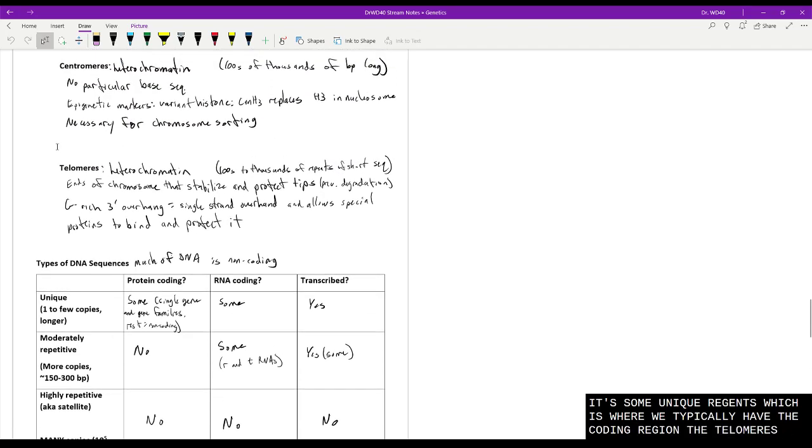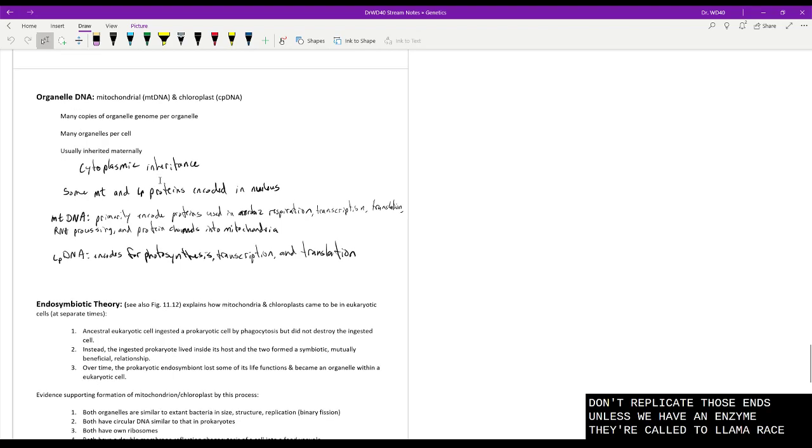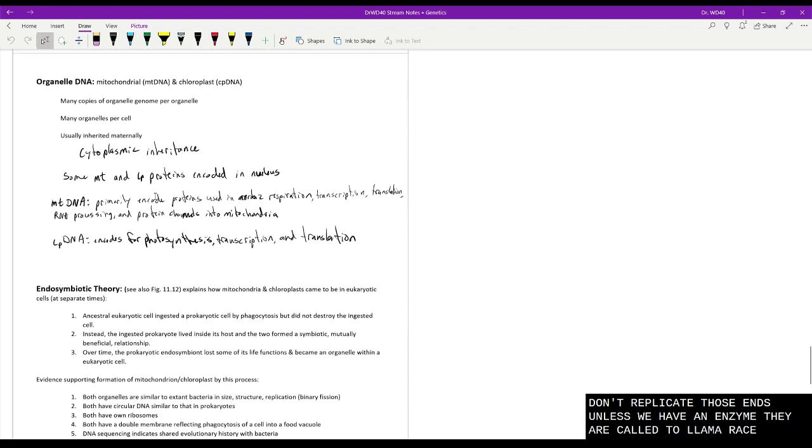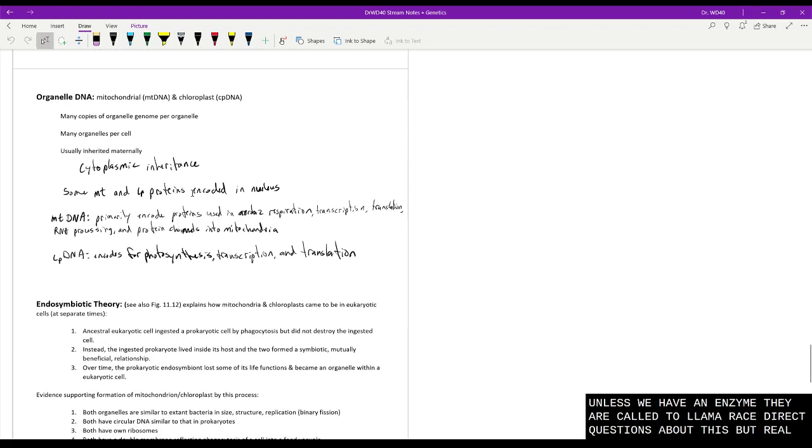The telomeres, remember, that's a problem in DNA replication because we don't replicate those ends unless we have an enzyme there called telomerase. I won't ask any direct questions about this, but remember there is genetic information found in the mitochondria and the chloroplast, and they play a role in those species as well. Like all the proteins in the electron transport chain are made by the mitochondria, not by our nuclear DNA.